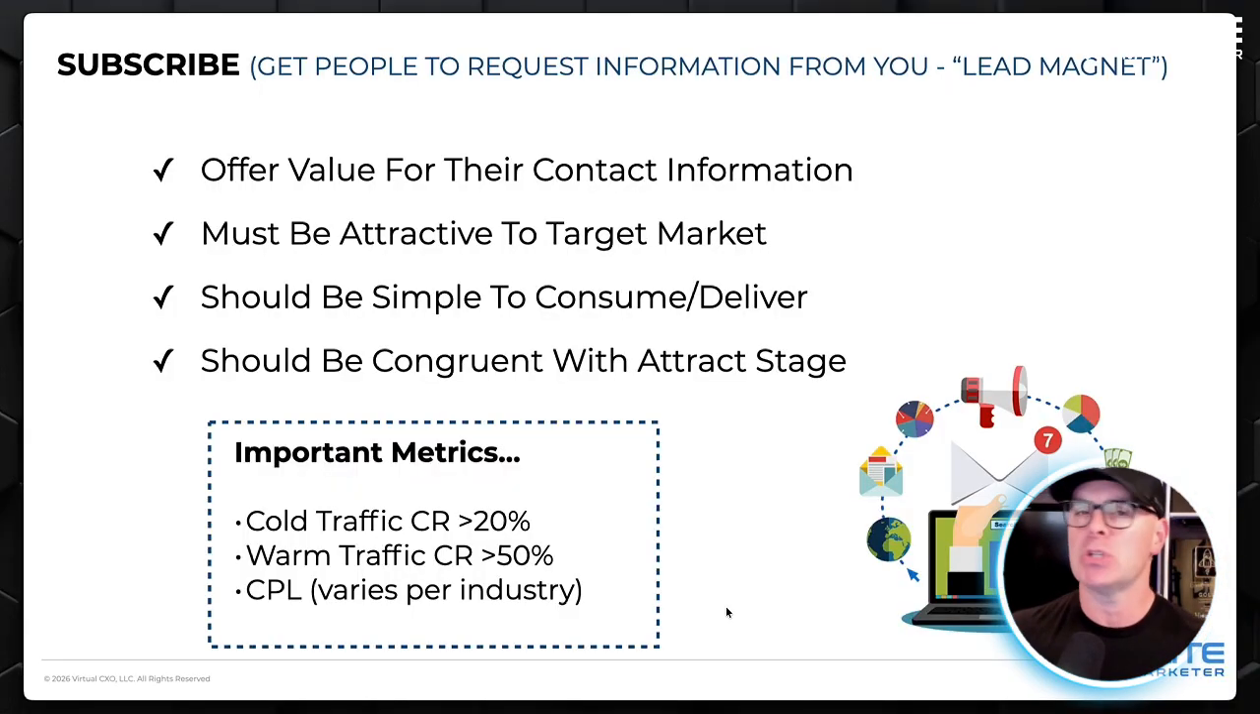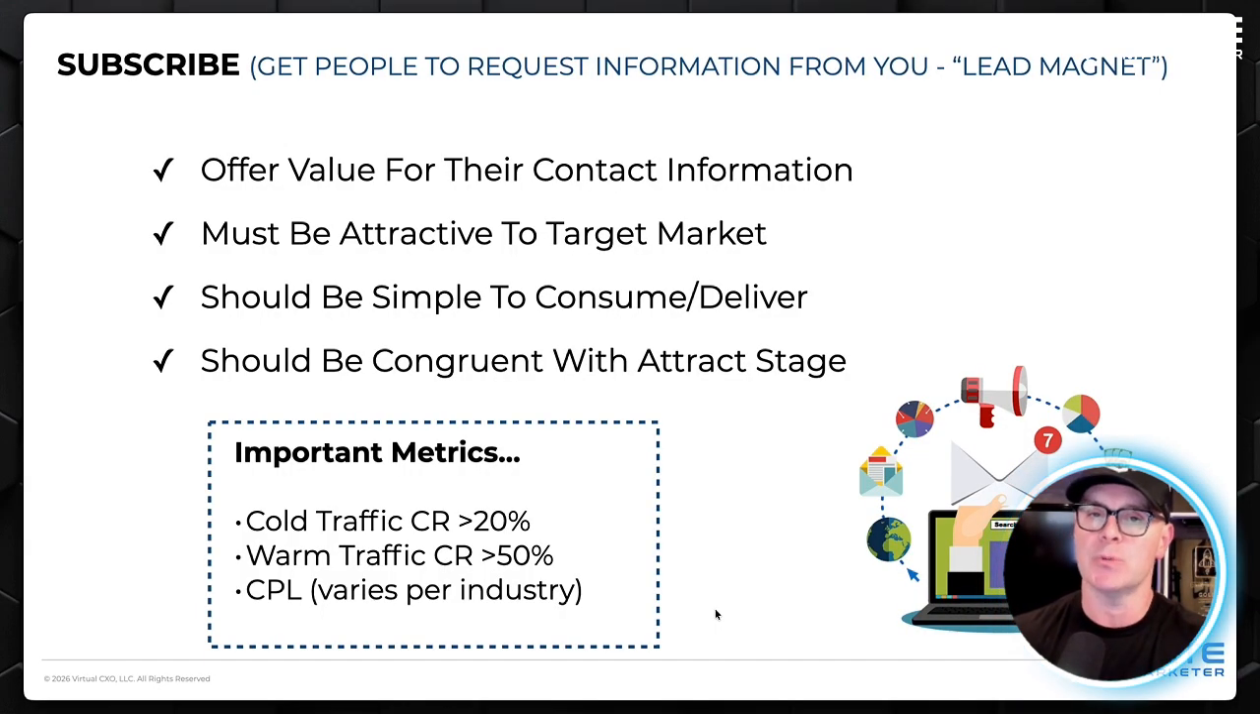All right. Warm traffic should be well above 50%. Okay. So if you're doing stuff on social media and you say, hey, if you want my XYZ, DM me the word this, and then you automatically send back something, at least 50% of those people should be opting in.